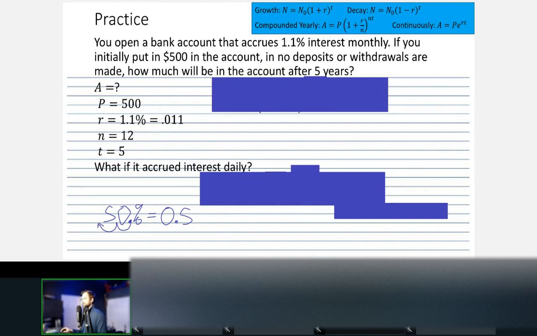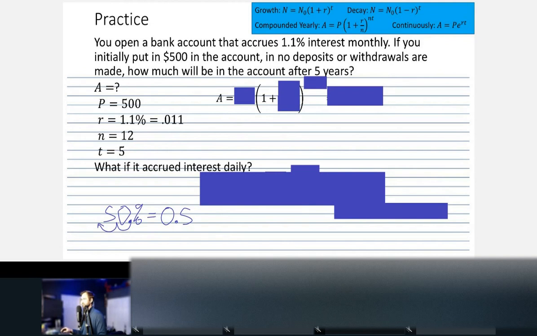All right, let's set this up. We're going to have our P value, which is 500. We're going to have 0.011 in the numerator and 12 in the denominator. Then in the exponent, just like the formula says, is n times t, so 12 times 5. Once you have everything written down, you just transfer it over to the formula.